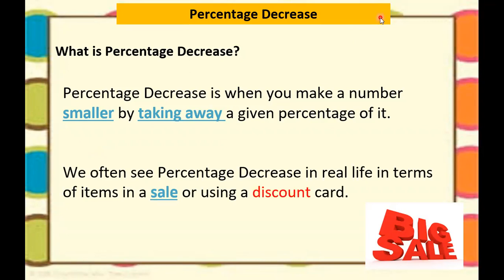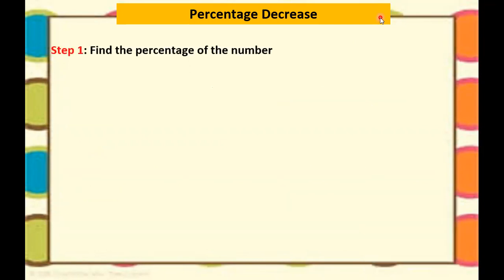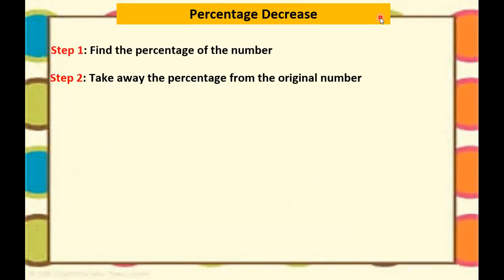So we often see percentage decrease in real life in terms of items on sale or using a discount card. Okay. What do we do? The same thing as what we have done in the percentage increase. Only what is the difference? We are going to take away or subtract the percentage from the original number. Okay, now, let's have an example.